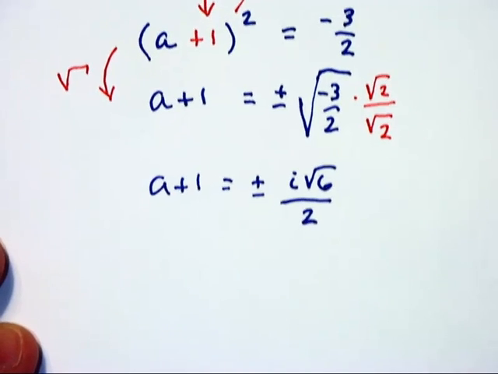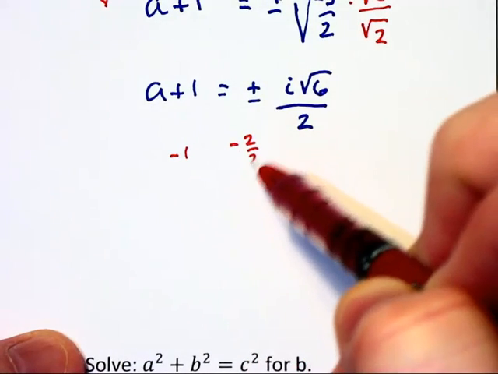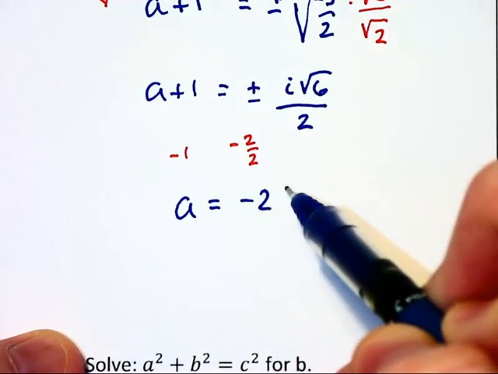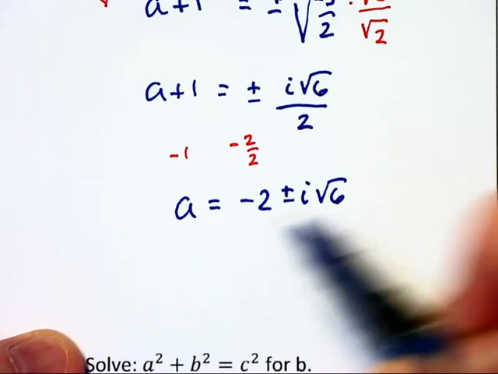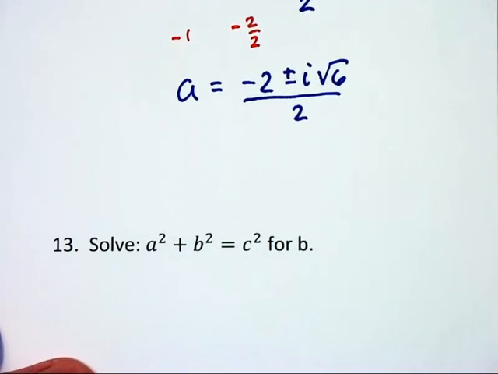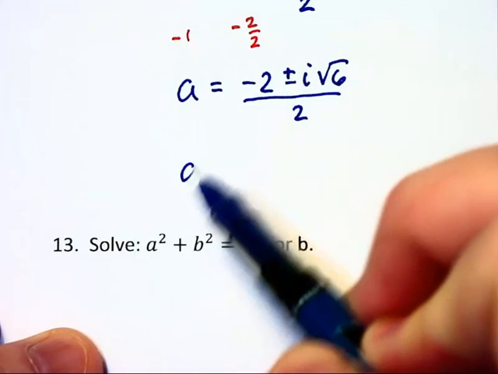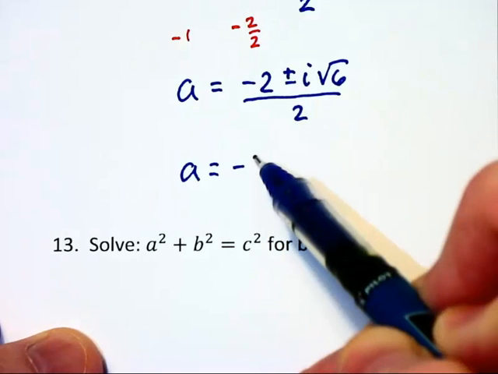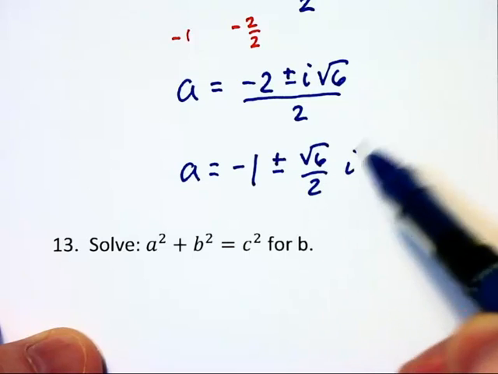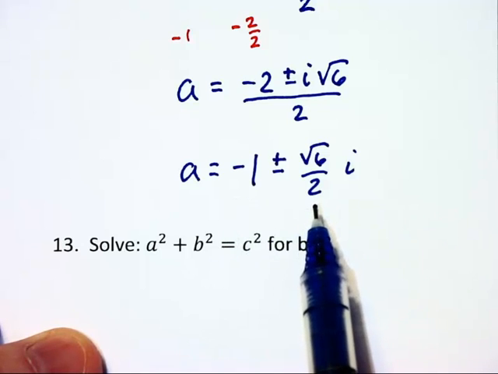When it comes to subtracting 1 on each side, I'd rather think of this as subtracting 2 over 2 on each side, so that I can write this as a equals negative 2 plus or minus i root 6 all over 2. And again, let me note that this is not in a plus or minus bi form. Technically, if I were to write this in a plus or minus bi form, it would be a equals negative 2 over 2, which is negative 1, plus or minus the square root of 6 over 2 i, so that you can identify a is equal to negative 1 and b is equal to the square root of 6 halves.